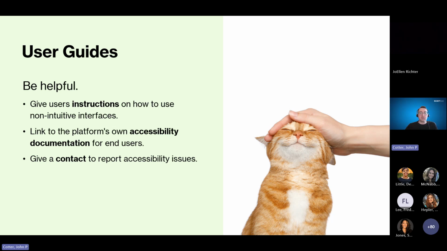I talked about this a little earlier where I said that some of these platforms have keyboard navigation and it works, but it's not intuitive. And so users might need a little help figuring out how to use the interfaces. So just be helpful. Link to the documentation, right? Link to the platform's own accessibility documentation for end users. We want to give them the end user accessibility documentation, not the accessibility documentation that you need to build it. And then maybe just give a contact to report accessibility issues.